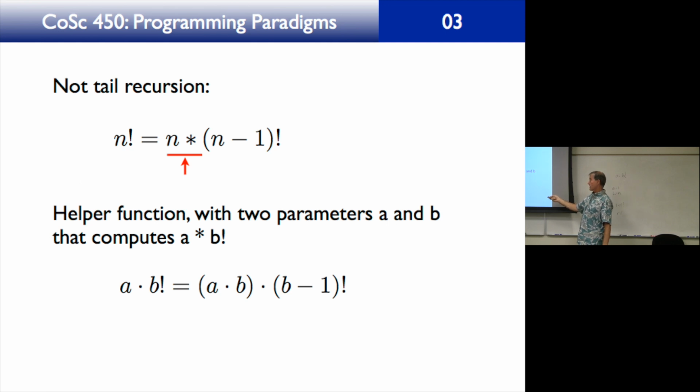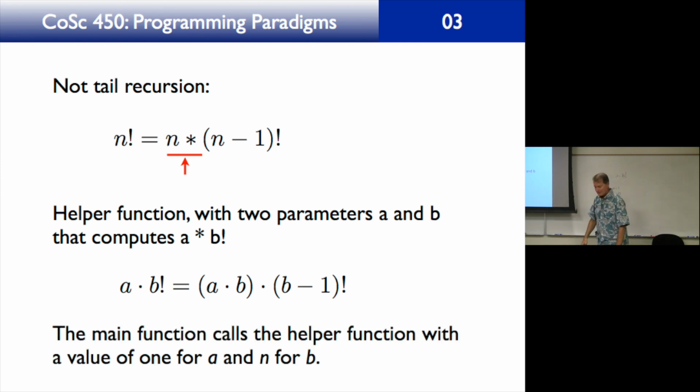But recursively, a times b factorial, it's going to call it once. What's the recursive call going to be? What will it have for the first parameter? A times b. And what for the second parameter? B minus 1. You see what I'm saying?